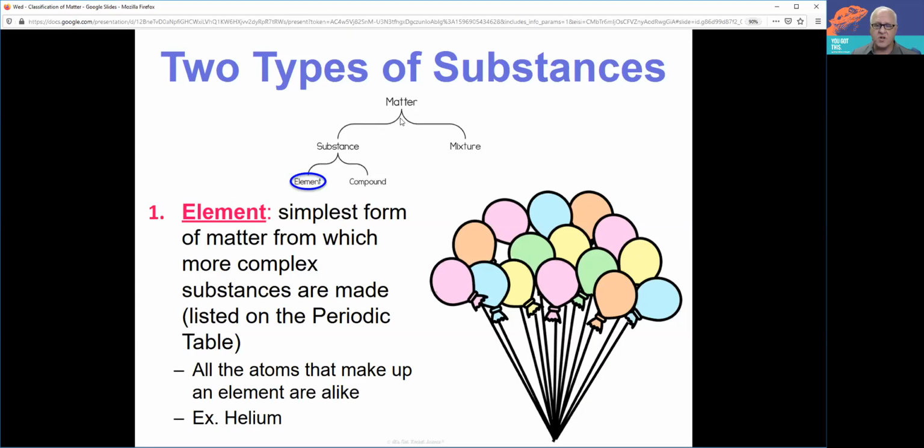Let's go back to our flow chart here. We have matter, substance, and within a substance, we start off with an element. An element is the simplest form of matter from which more complex substances are made. And each of those elements are listed on the periodic table of elements. All atoms that make up an element are alike. So for example, helium. Helium is a noble gas, but all of the atoms of helium are alike.